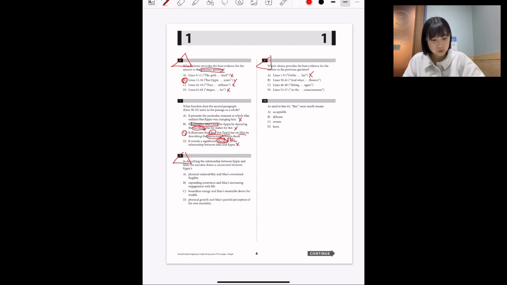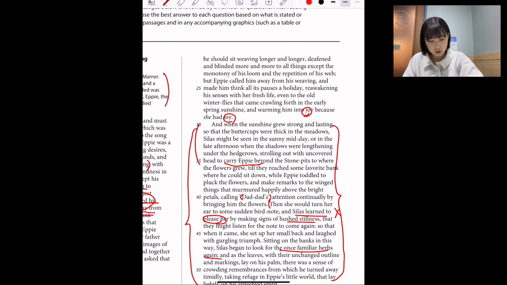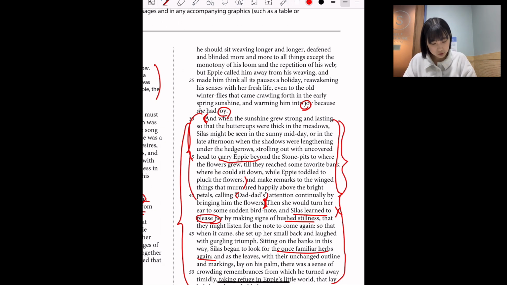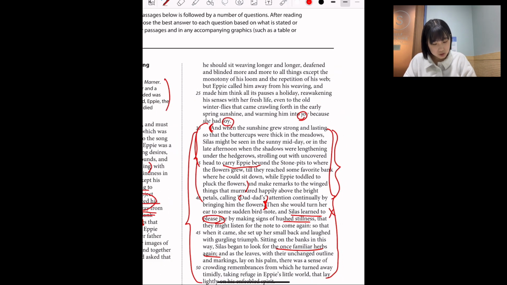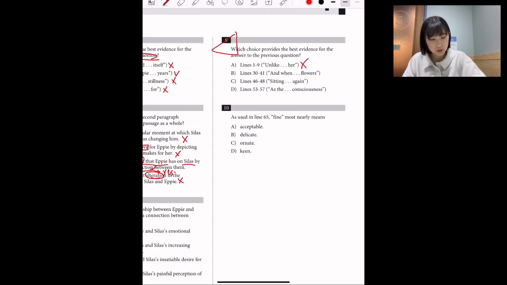B, 30 to 41. And when the sunshine grew strong and lasting, so the buttercups were thick in the meadows, flowers grew. Pluck the flowers, I guess. Bringing him the flowers, sorry. Again, this is a very long segment of the passage. And here I'm not seeing much of a contrast in itself, so immediately we can see that B is not a good answer.